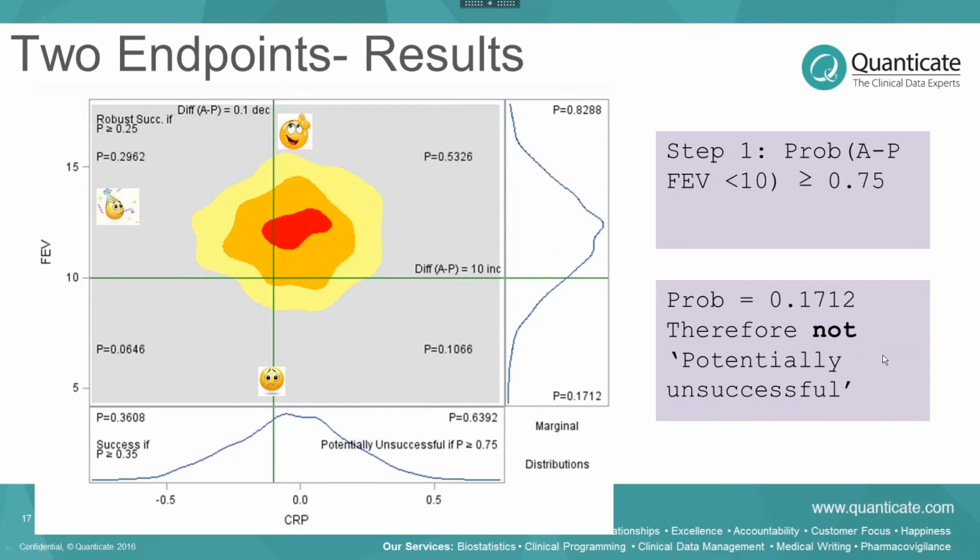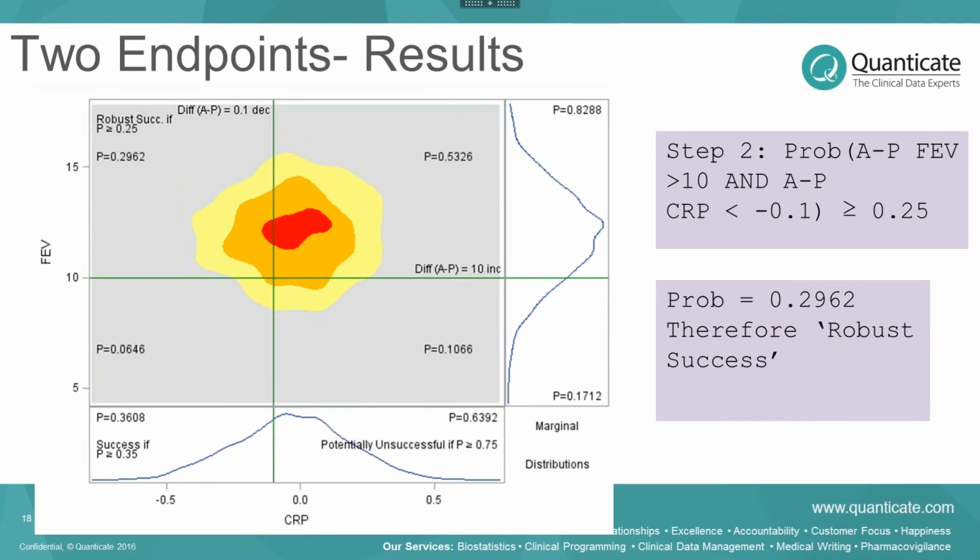The second step is to say what's the probability of it being more than 10 and also the CRP being less than minus 0.01. So that's in this section here. And the probability of that is 0.2962, so more than 0.25. So therefore, in this example of simulated data, the result is a robust success.